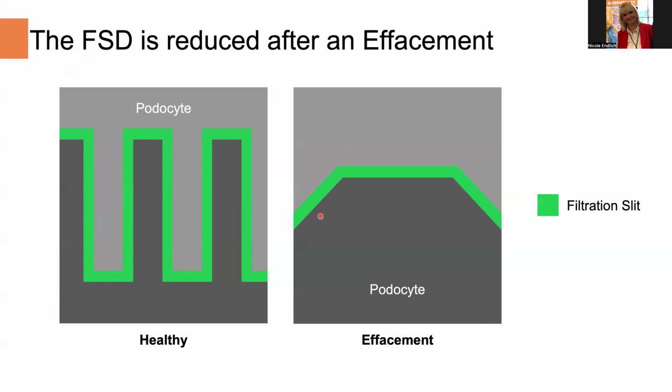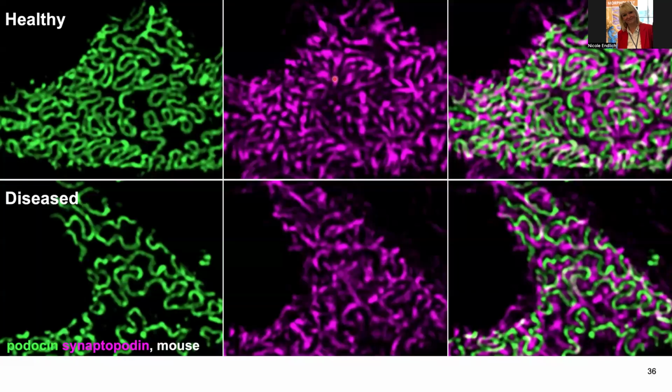In contrast, if you have an effacement, then you have a reduced filtration slit and therefore also a reduced FSD value. So here's an example. On the left-hand side and here on the top, you see again in green the filtration slit, nephrin or podocin. In this example, it's podocin.